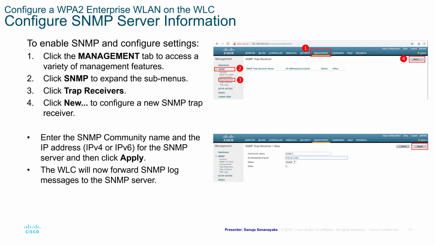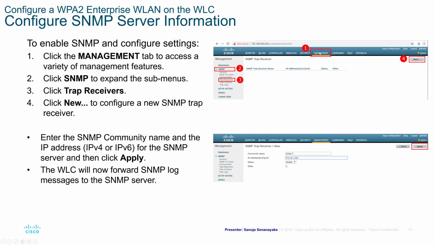Configure SNMP server information. On your WLC, we need to enable SNMP and configure it. To do that, we're going to click on the Management tab to access a variety of management features. Right here on the WLC configuration page at the top, you have the Management tab. There are a few other tabs here. We looked at the Monitor tab in the past slides. So in here, we are going into the Management tab.